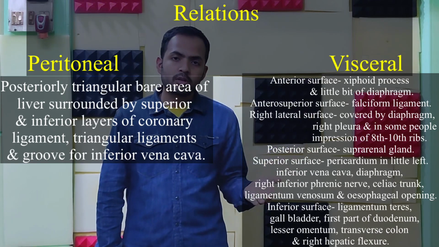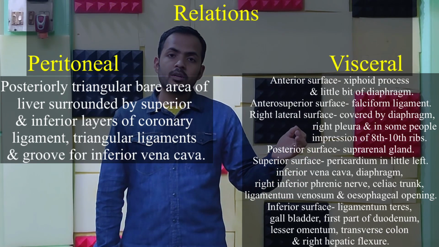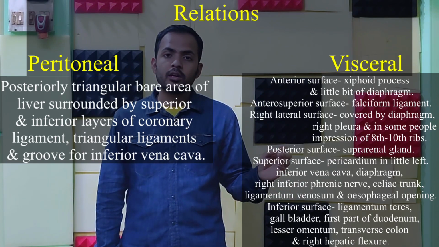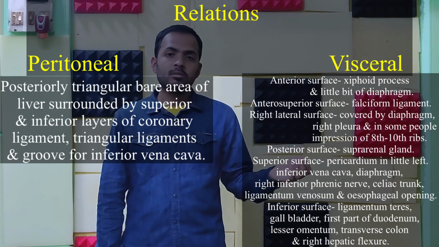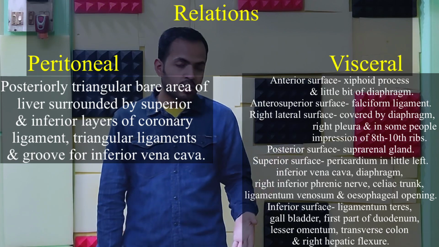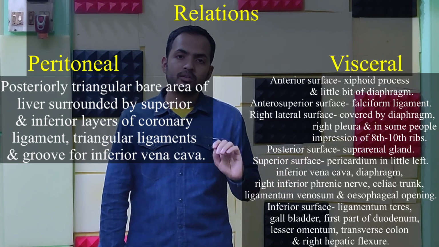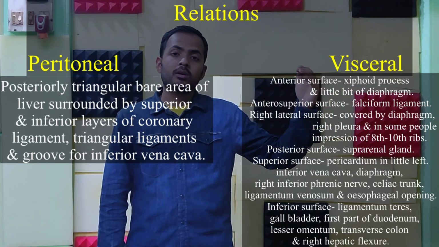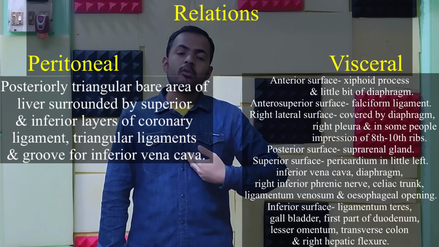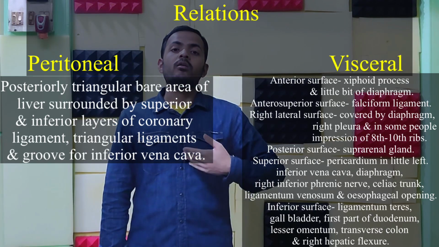Okay, the inferior surface of the liver is related with the ligamentum teres, then gallbladder, first part of duodenum, transverse colon, lesser omentum, and right hepatic flexure. The superior surface of the liver, a little bit on the left side, is related to the pericardium.